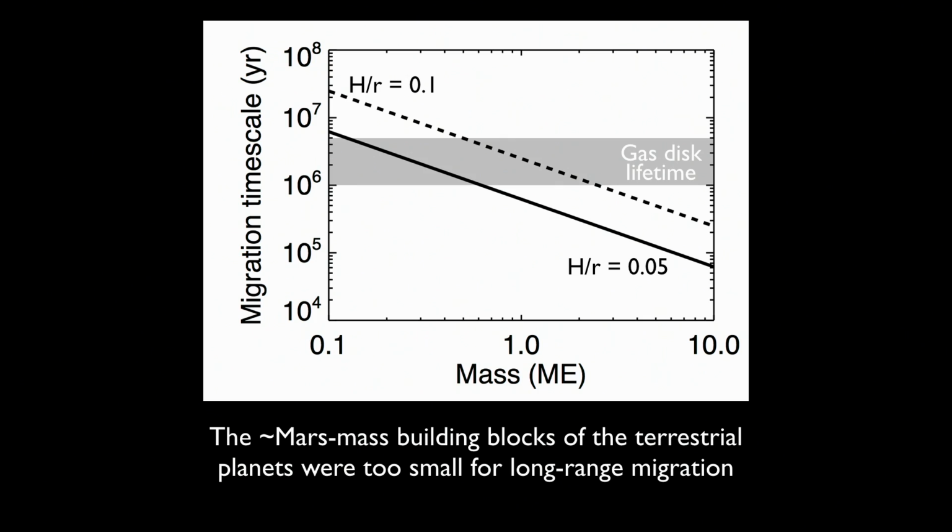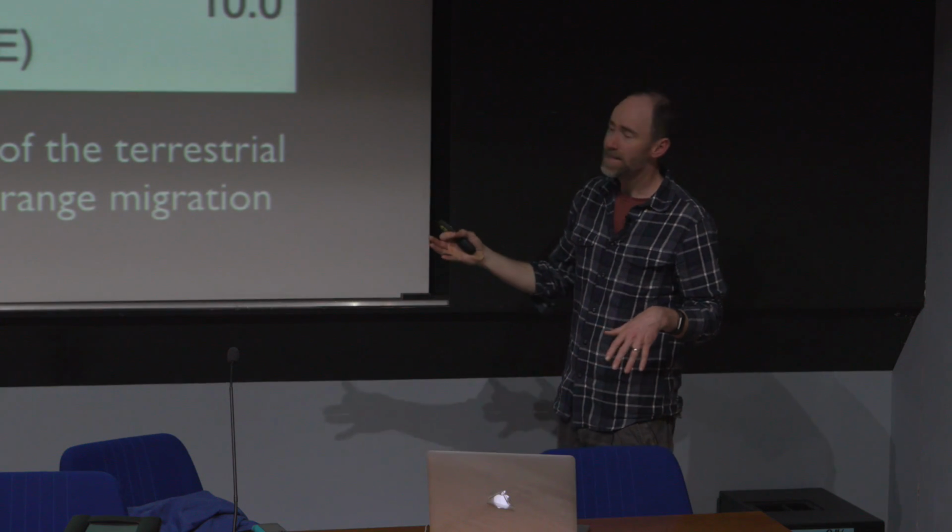Here's an illustration of the approximate migration timescale as a function of the mass of an object. This is for a certain disk model. But anyhow, the point is the terrestrial planets formed from, as we heard, Mars mass things. Those are about 0.1 Earth mass objects. The migration timescales for those bodies are really long. They're longer than the lifetime of the disk.